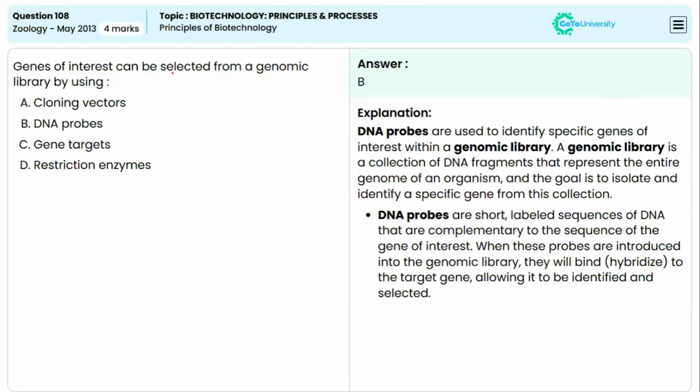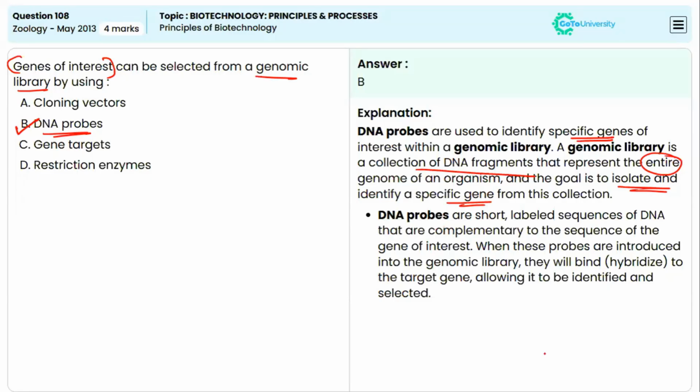So genes of interest can be selected from a genomic library by using what? The gene of interest is a desired gene and we have to select it from a genomic library. So we can use gene probes there. So what are gene probes? Gene probes are used to identify specific genes of interest within a genomic library. A genomic library is a collection of DNA fragments that represents the entire genome of an organism. And the goal is to isolate and identify a specific gene from this collection.